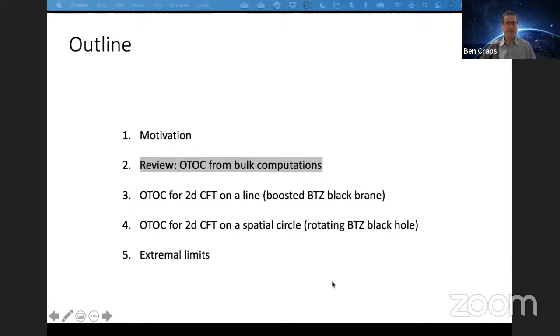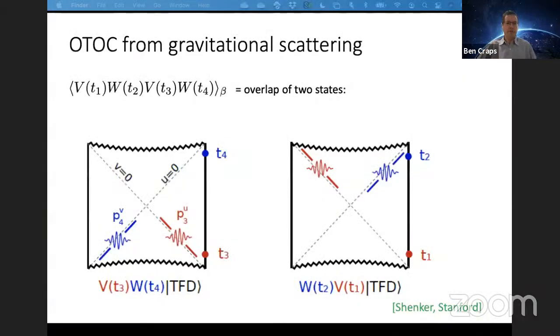Okay, so let's now briefly review the bulk computations. It turns out that because of the non-standard time ordering, the 4-point function can be naturally written as an overlap of 2 states. One is easily represented at early times, 2 wave packets coming in along the horizon in these eternal black hole pictures. The second one is easily represented at late times. And if you compute the overlap of these early time and late time states, you see that you have to compute a 2-to-2 scattering amplitude.